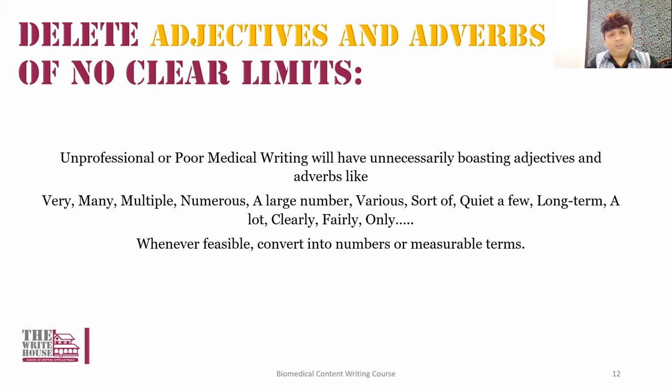Long term is how much long term? One year, two years, or ten years, or a lot, clearly, fairly. All these are not measurable terms. They are mostly vague, which creates ambiguity and confusion for the readers. So being a science writer, you must understand that these adjectives or adverbs have no clear limits, and they are to be avoided when you are writing about the medical science or the life science.